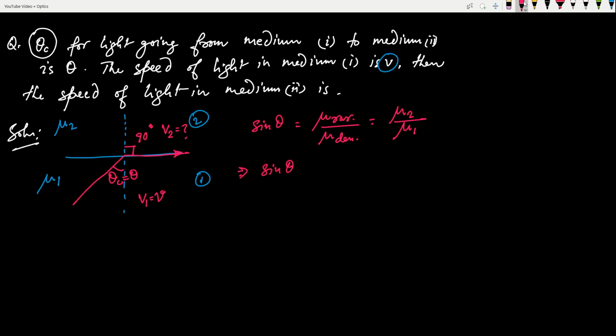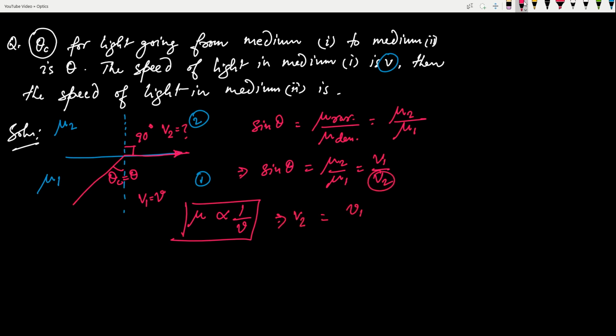Sine theta is equal to mu2 by mu1. Earlier, when we started the concept of refraction, I said that there is a relationship between refractive index and velocity: refractive index is inversely proportional to velocity. You can check that lecture, where I derived this. Therefore, mu2 by mu1 can also be written as v1 by v2, isn't it? Now we need to find v2, the velocity in the second medium. So v2 is equal to v1, the velocity in medium 1, divided by sine theta, and we know the velocity in medium 1 is v. Therefore, the velocity in the second medium is v divided by sine theta.